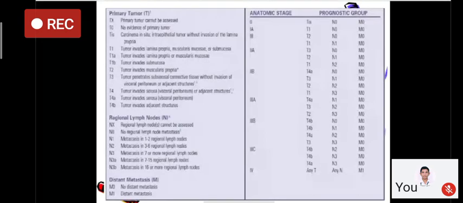That's it. Once it comes to the muscle, it becomes a T2 lesion. It infiltrates the muscles and becomes subserosal, a T3 lesion. Perforates, becomes a T4 lesion.